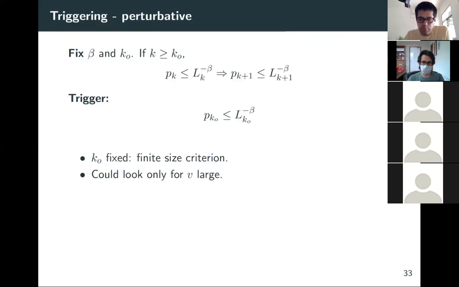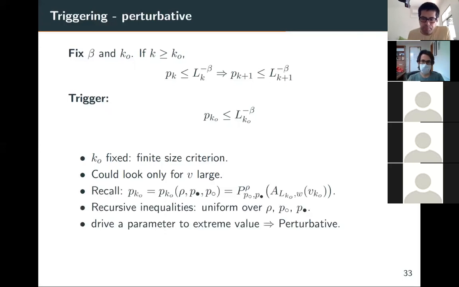Another thing that we can do is to try to drive one of the parameters of the model to an extreme value. So for instance, in this case here, but this is very particular to this case of an IID environment with some certain density, I can try to change the density. And if my recursive inequalities before are all uniform in the density, yeah.